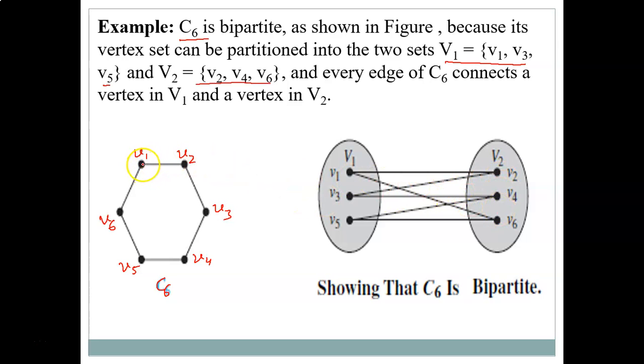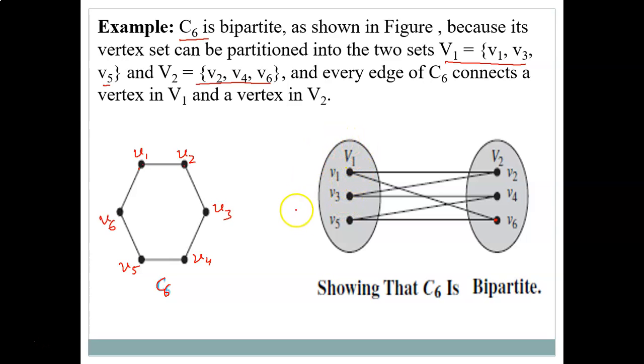Now you see that V1 is connected with V2 and with V6. So V1 is connected with V2 and V1 is with V6. So that is the connection. Similarly, you can see V3 is connected with V2 and V3 is connected with V4. Similarly, with V5, the V5 is connected with V4 and V5 is connected with V6. So this is a bipartite graph.